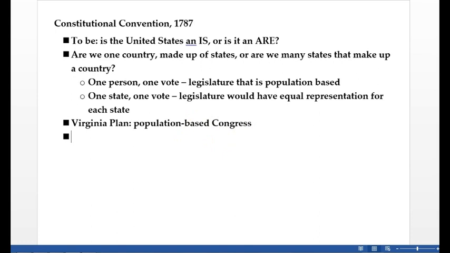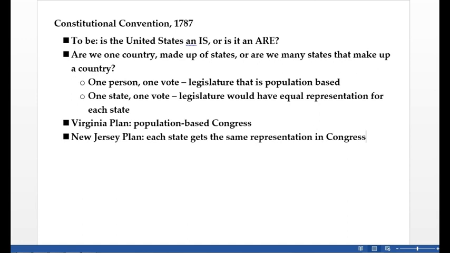New Jersey was not so happy about that. New Jersey was a small state, much less population. They were concerned about protecting themselves from the power of the big states. So the New Jersey plan was each state gets the same representation in Congress. That way, the little guys could get together and outvote the big guys so they wouldn't be bullied. Virginia's point was, if we have more people, shouldn't we have more say? New Jersey's plan was, but we're a federation of 13 states, shouldn't each state be treated equally? The answer to this was what was called the Connecticut plan.